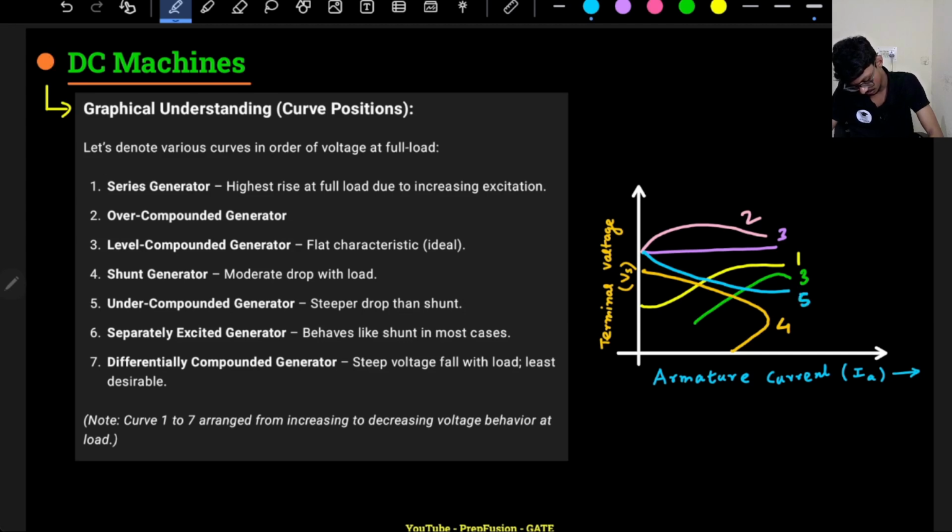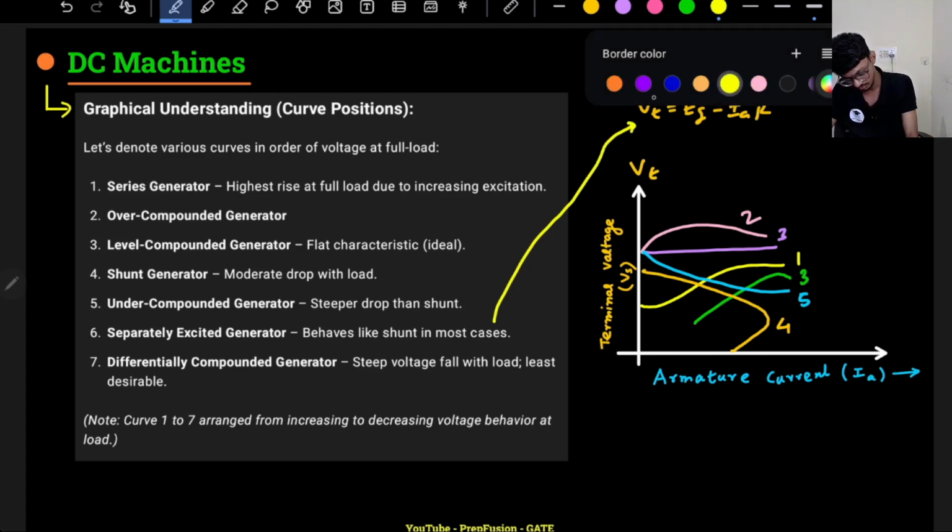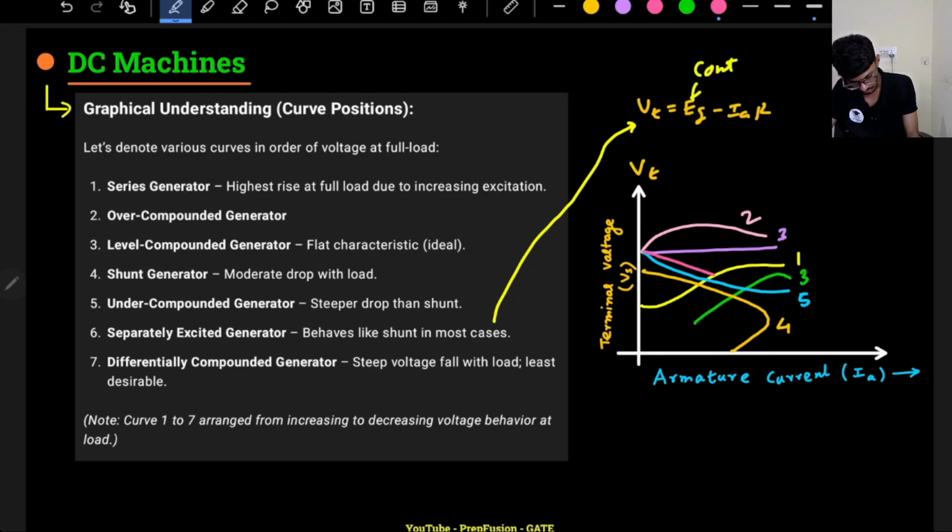Here I'm plotting the terminal voltage. For separately excited it will be just a linear graph, because for separately excited Vt equals Eg minus IaRa, and Eg is constant. So it behaves like shunt, but more of a straight line, because Eg does not change at all. In case of shunt, Eg will change. Separately excited will be somewhat like this.